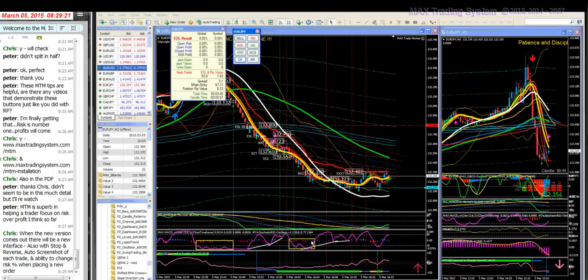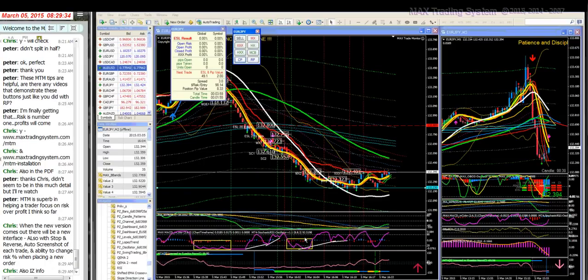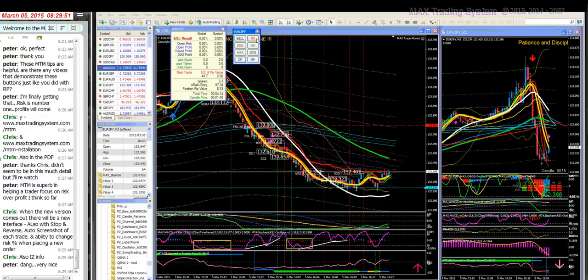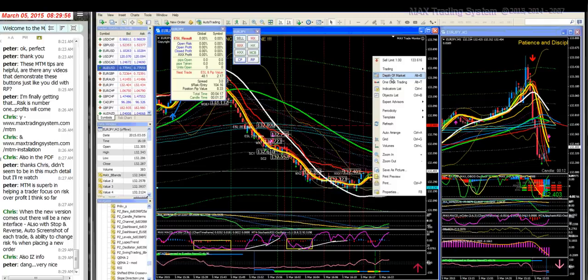When the new version comes out, there will be a new interface, as Chris says, also with stop and reverse, auto screenshot on each trade, and the ability to change risk percent when placing a new order. Indeed, depending on the circumstances, you can change the risk per trade. If you feel more comfortable now, and you are used to trading with a 1% risk, you can switch to a 2% risk. To do that for the moment, you have to edit the properties of the expert advisor and change the risk here to 2% instead of 1%. Okay?